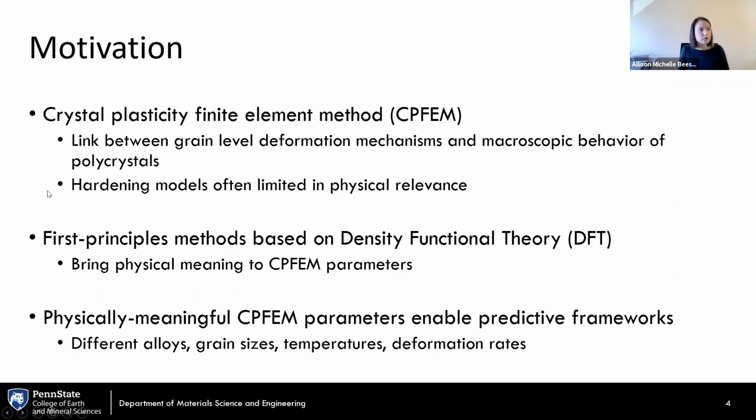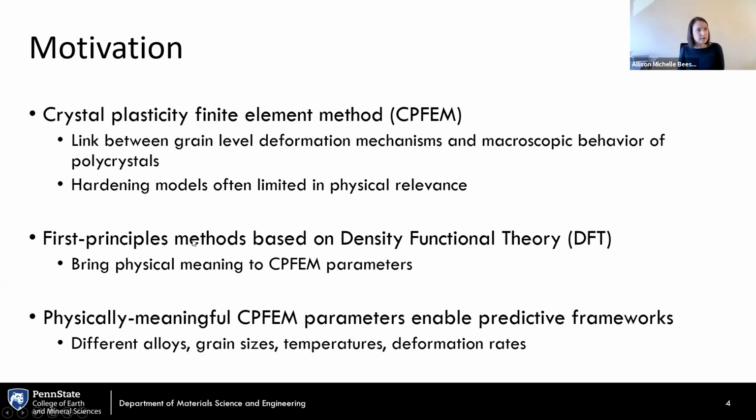However, in the literature, there are many different hardening models and different approaches for defining crystal plasticity, but they typically have many different parameters which are eventually fit by fitting your computational model with a macroscopic stress strain curve. And so even if the hardening models are defined in terms of parameters that are meant to be physically significant, by that fitting process, you lose that physical relevance.